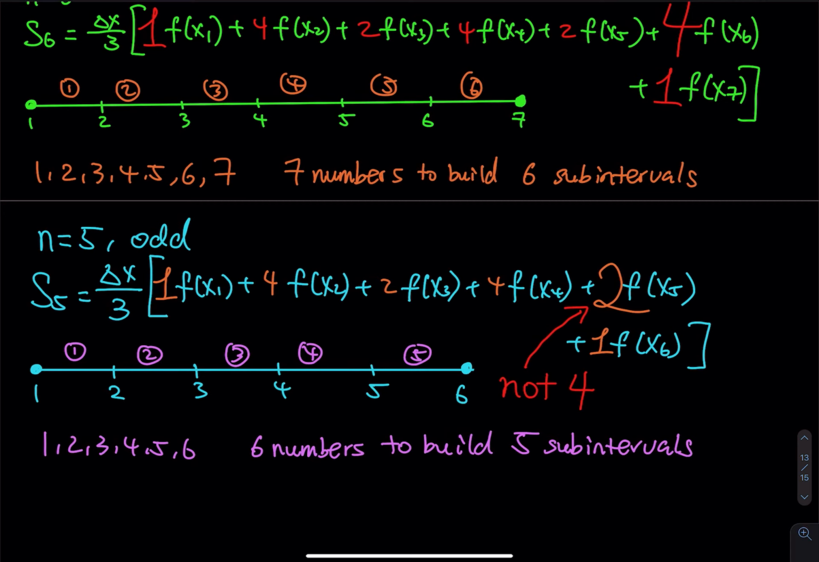Take a look at the number line I built for you. From 1 to 6, I divide that into 5 subintervals. Is the coefficient pattern going to work? I don't think so. Look at the orange numbers. It starts at 1, ends at 1, and then 4, 2, 4, 2. You cannot have another 4. That's the problem. When the number of subintervals is odd, you cannot have the correct coefficient pattern.